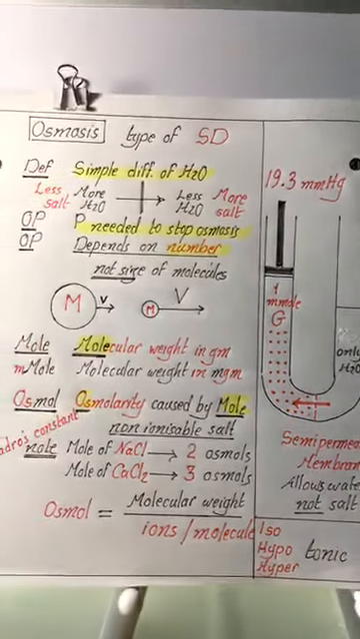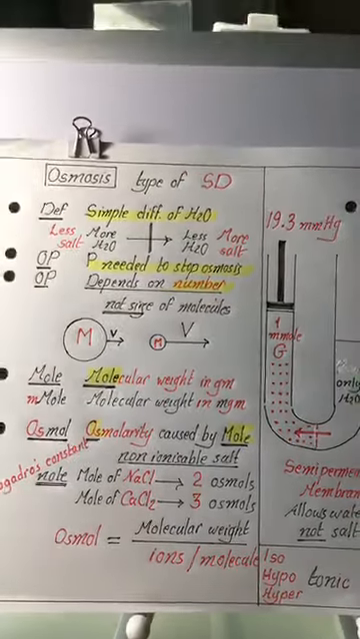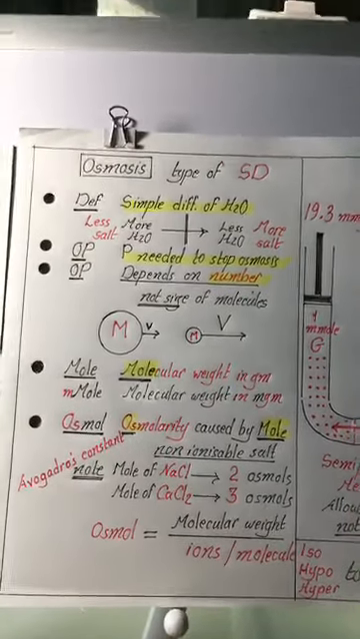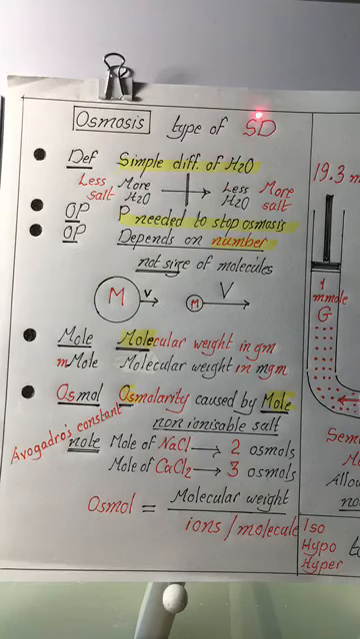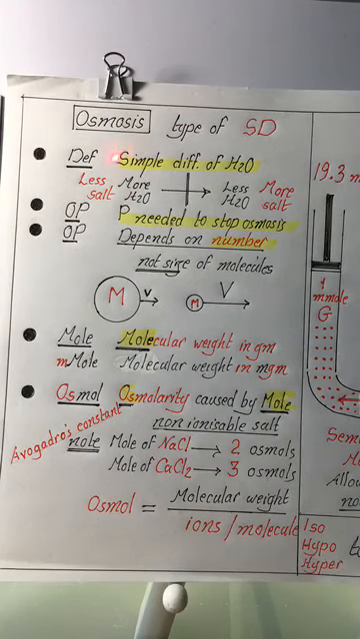Now we come to the first point of the 7 points of osmosis. Definition. Osmosis is a simple diffusion of water.